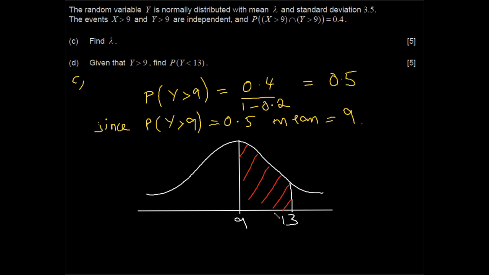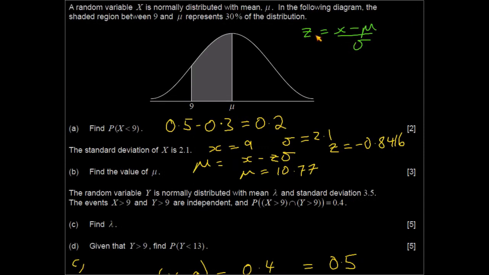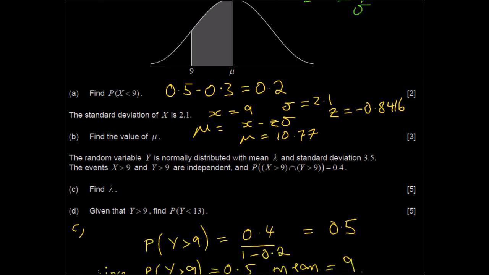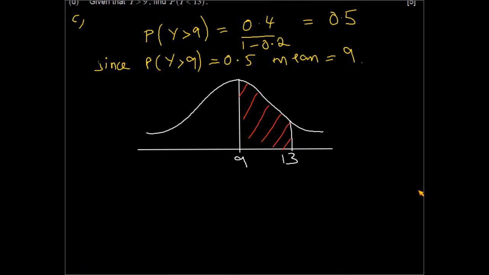Now we can use the same equation we had earlier up here, this one, z is equal to x minus mu over sigma. Since we know mu and we know sigma and we can use x, we can work out what the z value is. So what I'm going to do is work out the z value for this green area here. So we're going to find the probability of this.